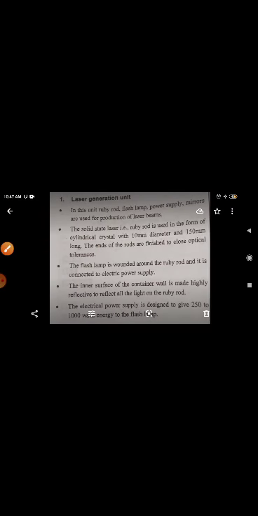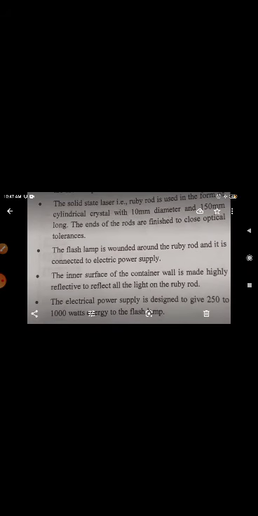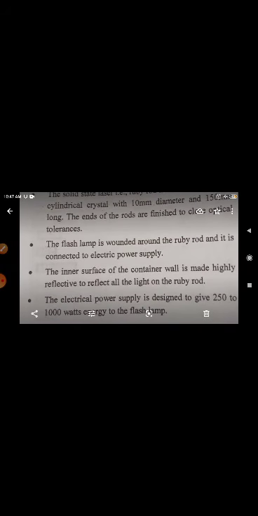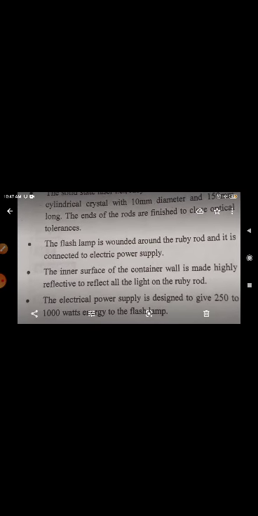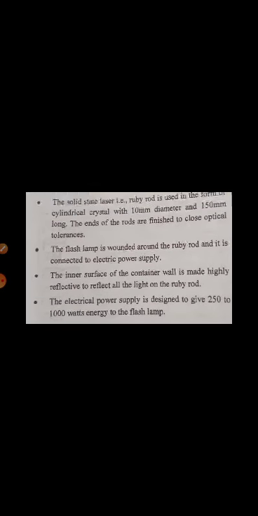Then now let's see, the flash lamp is wound over the ruby rod and it is connected to the electric power supply. The inner surface of the container wall is made highly reflective to reflect all the light onto the ruby rod. The electrical power supply is designed to give 250 to 1000 watt of energy to the flash lamp.